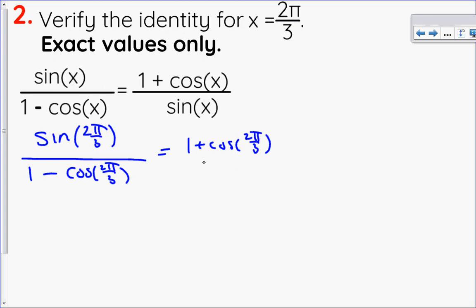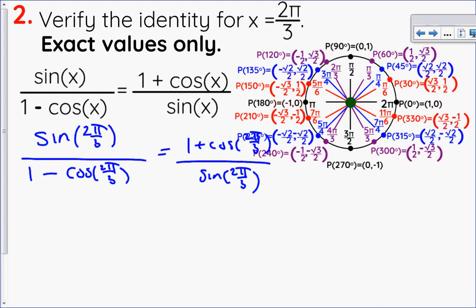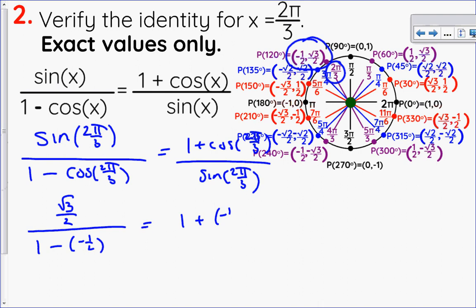So 2 pi over 3 is a nice point on the unit circle. I'll go to my unit circle and look at where 2 pi over 3 is. And I can see 2 pi over 3 right here. So this is the coordinate that I'll be using. I know that sine is my y coordinate and cosine is my x coordinate. So just substituting that in, all over root 3 over 2.